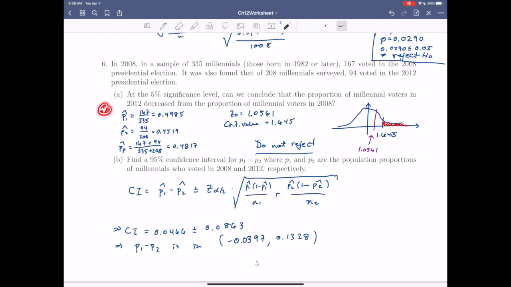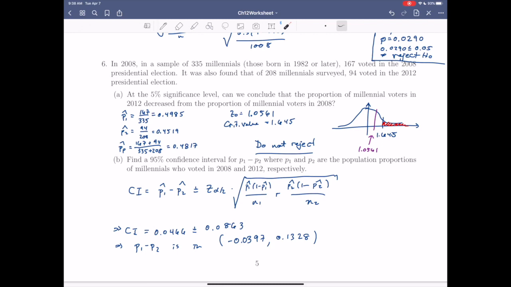For Part A, we have a one-sided test, but this does agree with the fact that since P1 minus P2 can be negative, we can't really be sure that P2 is less than P1, right? Because if it's greater than P1, then it would be negative. And we're certainly allowing for that to happen, just based on the fact that we have a negative endpoint for our confidence interval. And the confidence interval, remember, is not for the proportions themselves, just for the difference of the proportions. So it's okay for it to be negative.